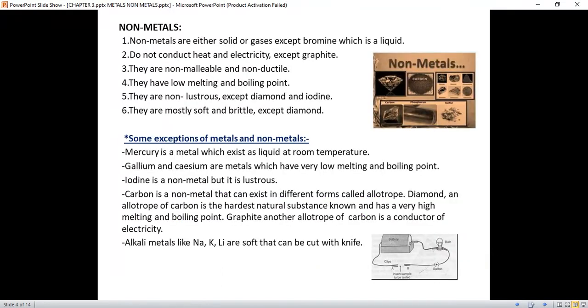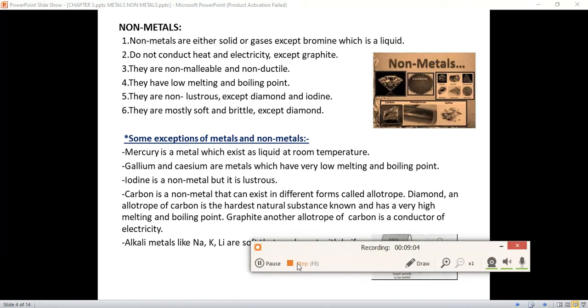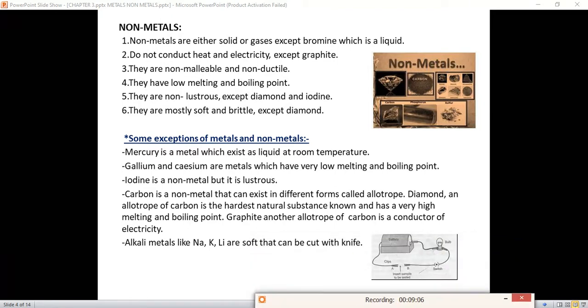Now we'll read about the properties of non-metals. The first property: non-metals are either solid or gaseous. Generally they are solid or gaseous in nature, but the exception is bromine, which is liquid at room temperature.